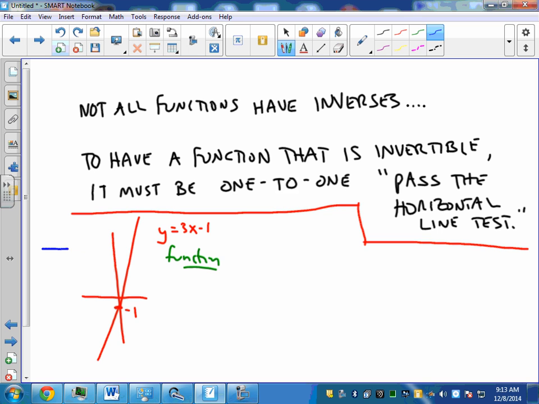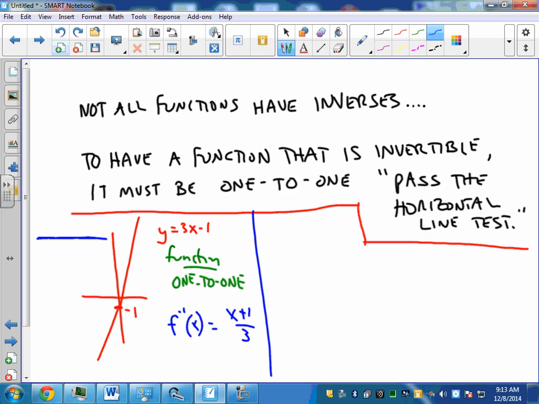But in addition to vertical line test, this function is a special type. It passes a horizontal line test. So imagine a horizontal line moved anywhere, and this horizontal line will hit the function only in one spot. So yes, this function is 1 to 1, and so it's invertible. It does have an inverse. Remember, the inverse that we found was x plus 1 over 3.